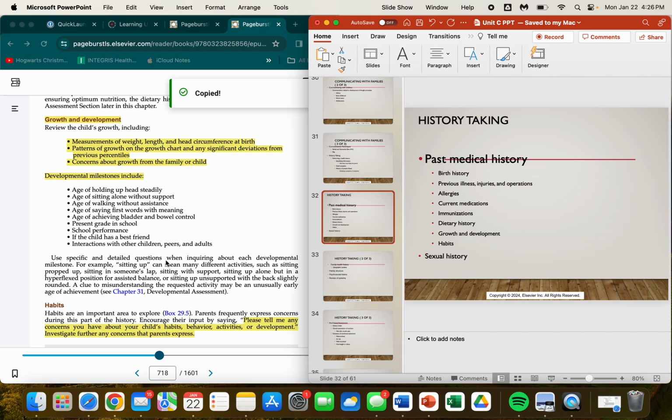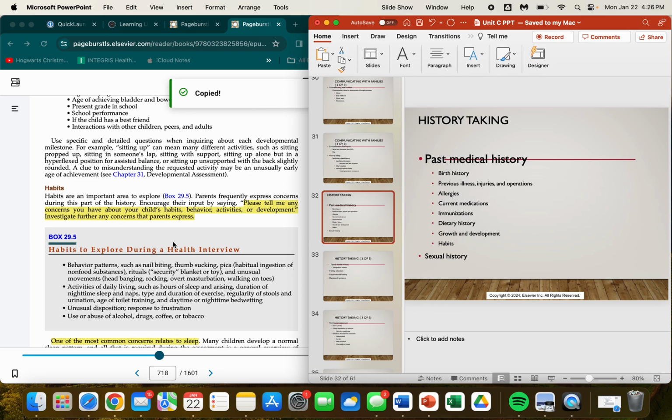And then a lot of times, whenever you take your child to the doctor, they'll ask you a questionnaire about developmental milestones, and depending on the level that they're at, are they achieving these milestones based on their age? So those are some things we need to consider as well.